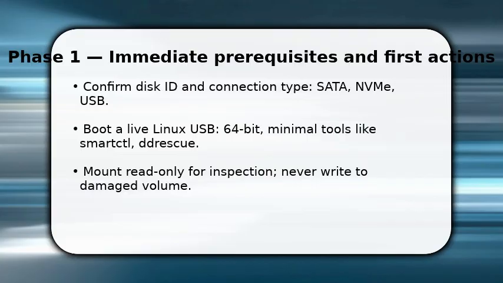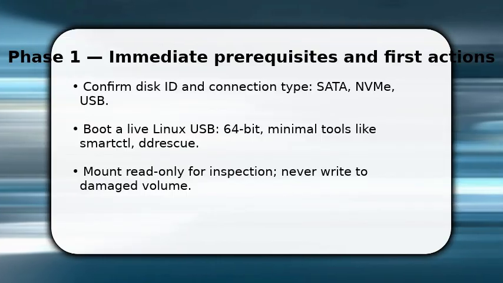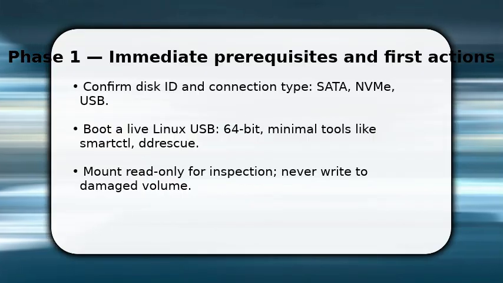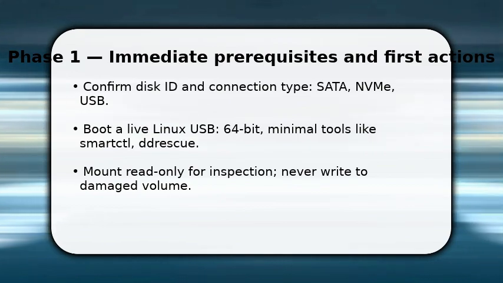Next, identify the disk device node, SDA, NVMe 0 and 1, so you target the right disk. Run smartctl to read SMART attributes for health context. Once done, prevent auto mounts and create a full bit-for-bit image with ddrescue. This preserves evidence and gives you a working copy to repair without risking original data.